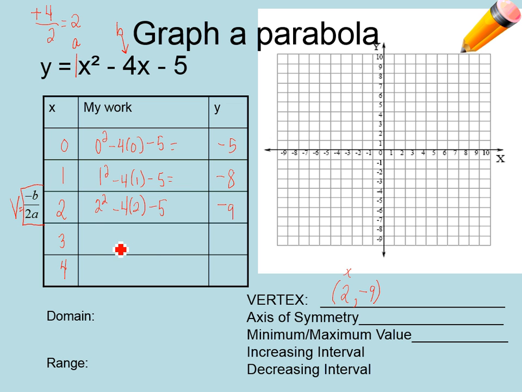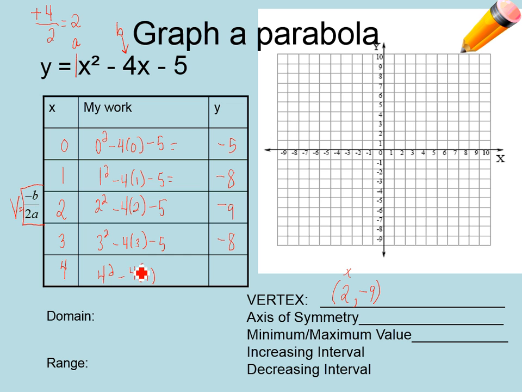All right, how about 3? 3 squared minus 4 times 3 minus 5. 3 squared is 9. Minus 12 would be negative 3. Minus 5 would be negative 8. Now, if you're not sure how I'm coming up with these answers in my head, you can take out your calculator and plug them into your calculator.